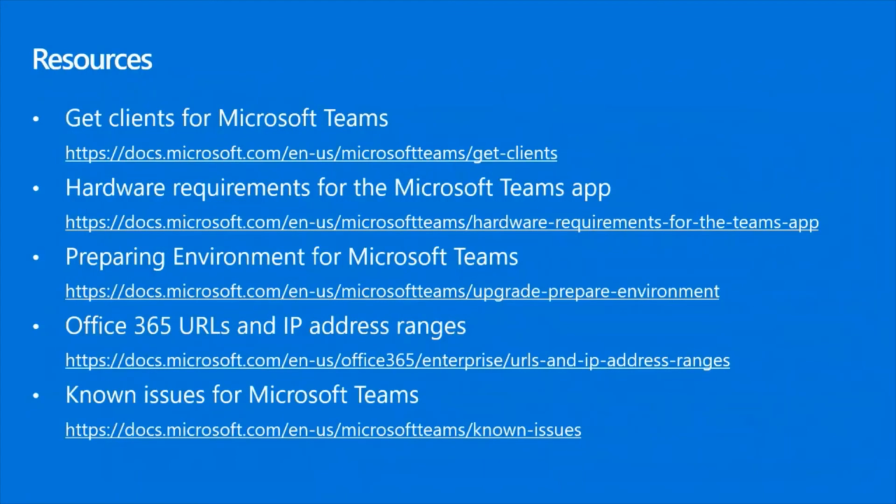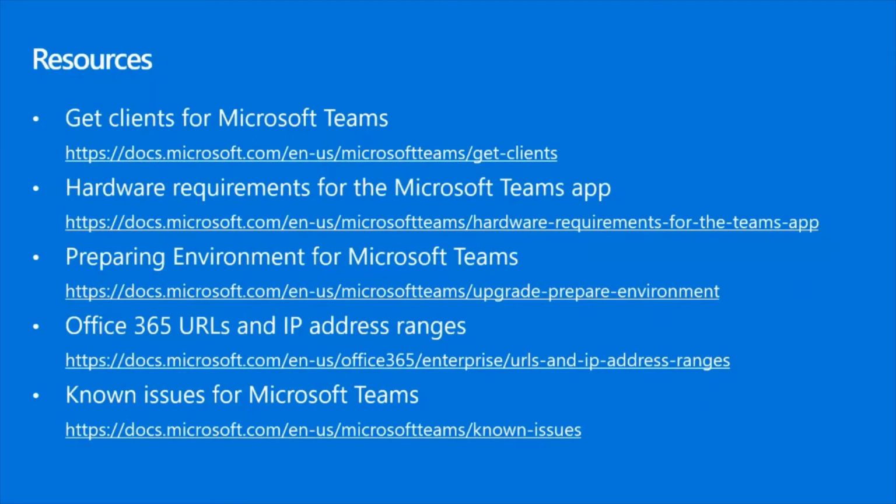These are some of the useful links, which include the requirements for Microsoft Teams, which have been covered already in the first part of the session, how you can install Teams, how you can prepare your environment, what are the IPs and URLs that you need to allow on your firewall, and some known issues with Teams for now. It keeps updating, so always remember to check for the updated article. We'll be moving on to the next slide.